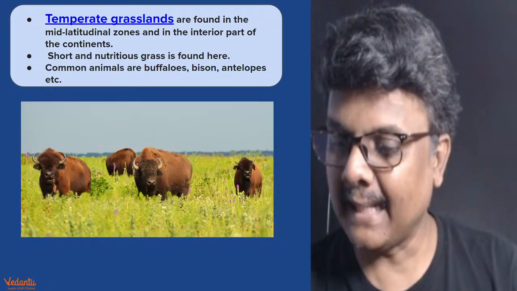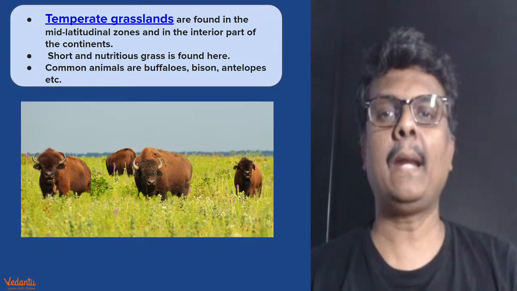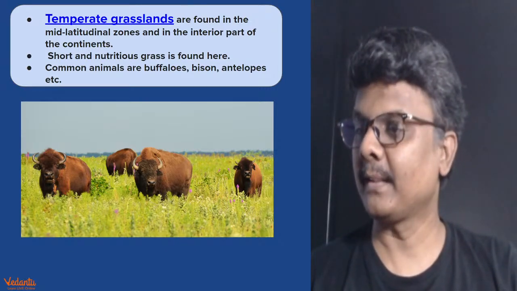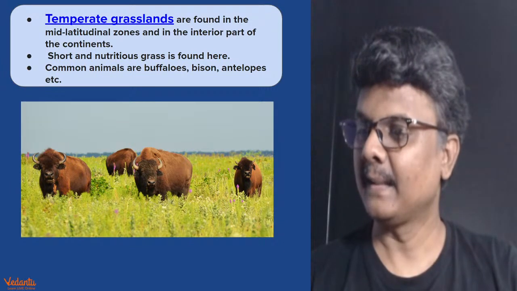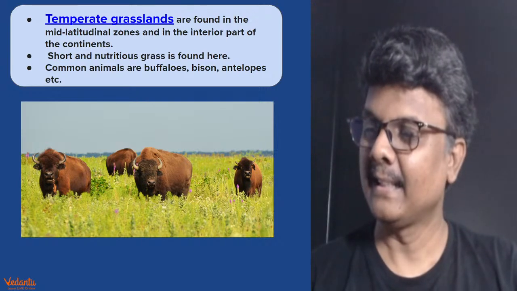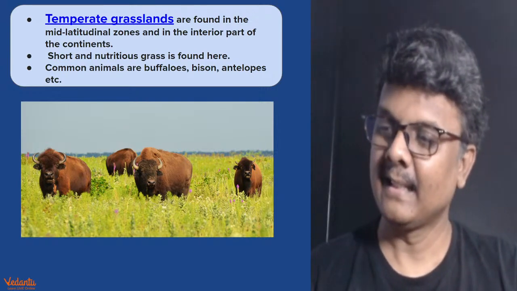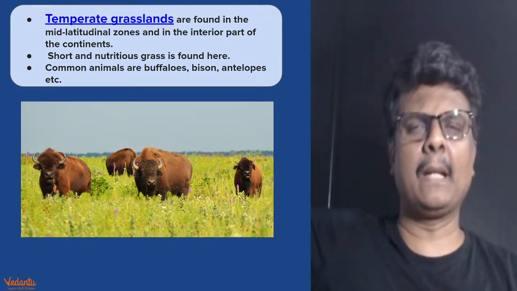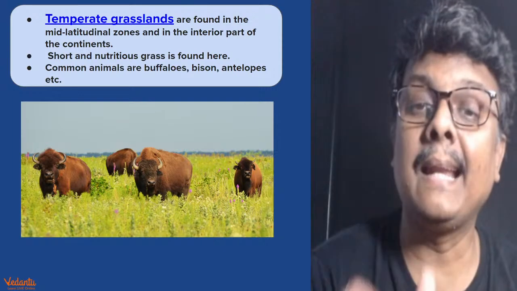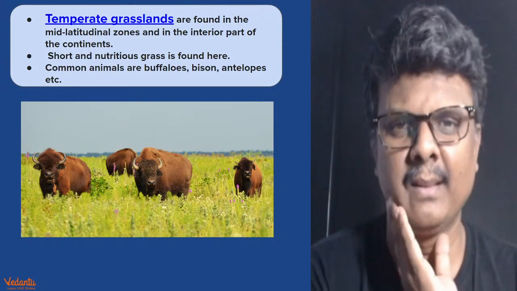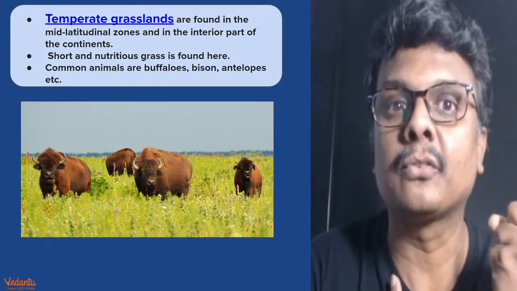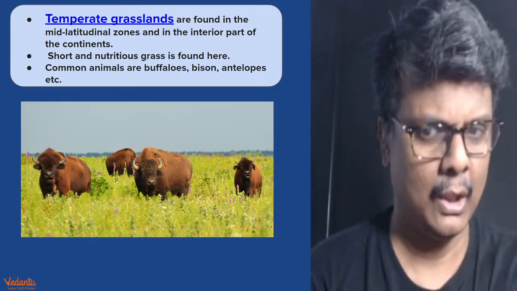Now temperate grasslands. Temperate is, guys, you will always see that, look at it, how it is. Okay, coming back. They are found in, again, typical to temperate forests. They are found in the mid-latitudinal zones. That's the temperate region actually. And you will see juicy grass, very nutritious juicy grass. Look at that picture.